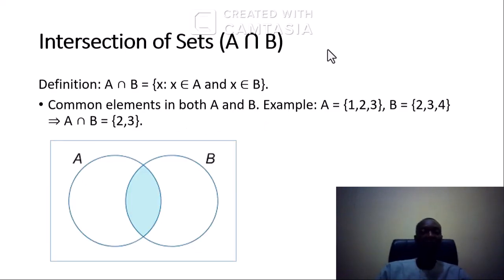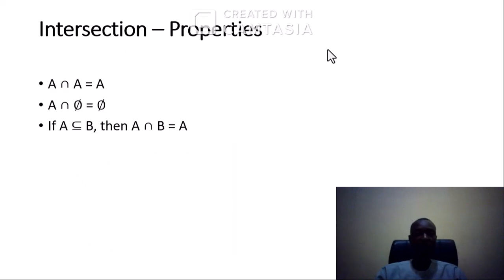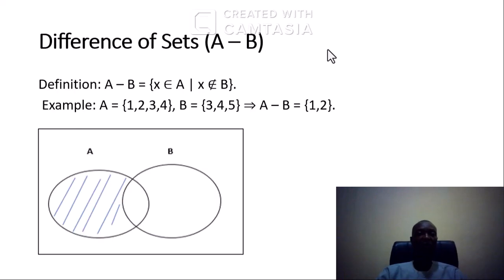So the Venn diagram shows the intersection, that is the elements that are in both A and B. So the properties: if you have the intersection of A and itself, that will give you A. And the intersection of A and the empty set, there is nothing that will be common between the empty set and A, so that is the empty set. And if A is a subset of B, then the intersection of A and B will be what? Will be A. Remember, for the union, A union B will be what? Will be B. The intersection is only the elements that are common to A and B.